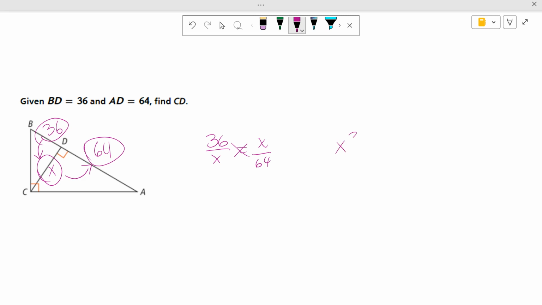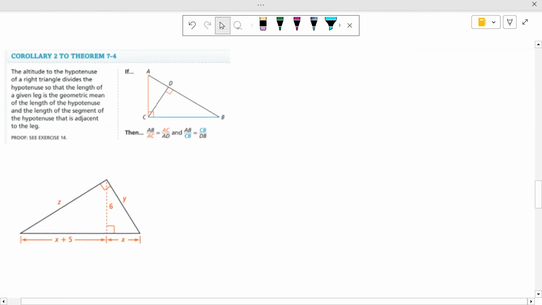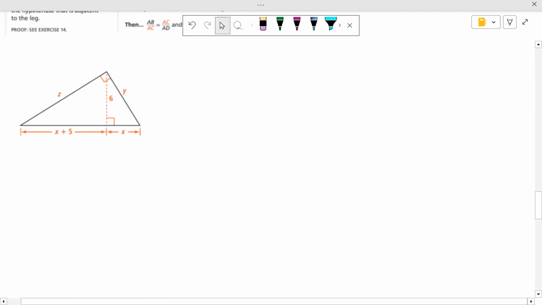Cross multiply, x squared equals, somebody help me out, 64 times 36. I've seen that number before. X equals 48, I bet, right? That was the answer to number 1 on the worksheet. Now, when you see a problem like this, you're given the altitude, you don't know anything else. So here is where you have to draw baby mama papa.